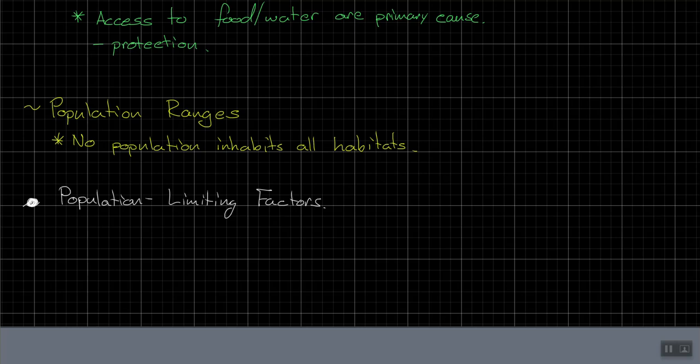So, population limiting factors. Right now, do you know how many people there are on Earth? 8 point something billion. 100 years ago, there were like 4 or 5 billion. It's growing faster and faster. In 100 years, are we going to have 1 trillion people?